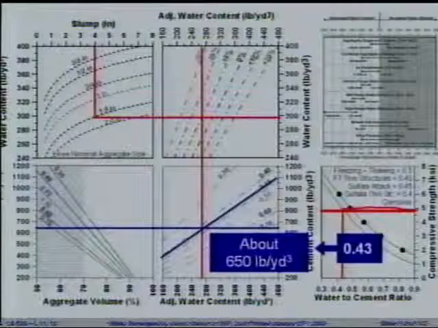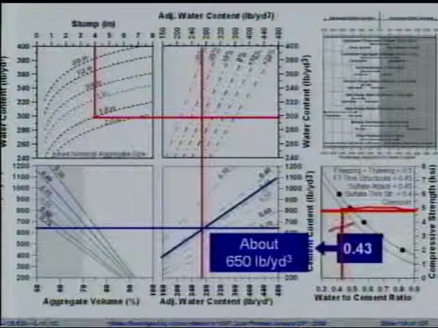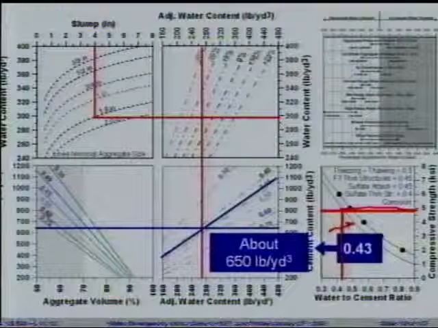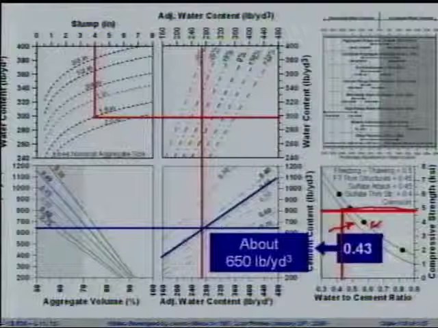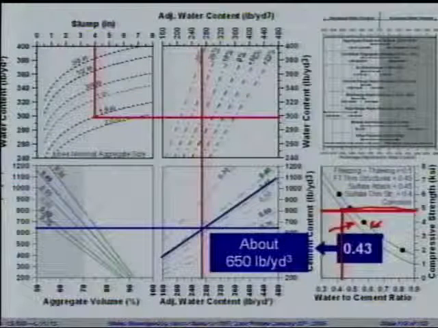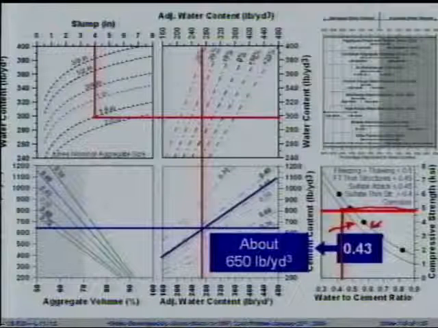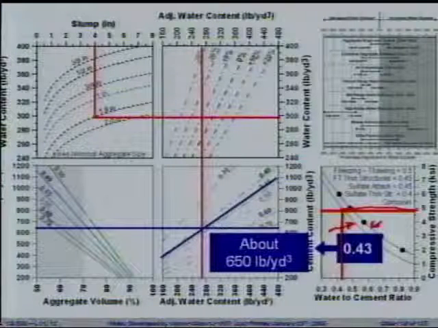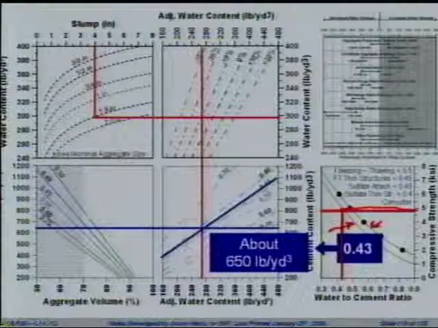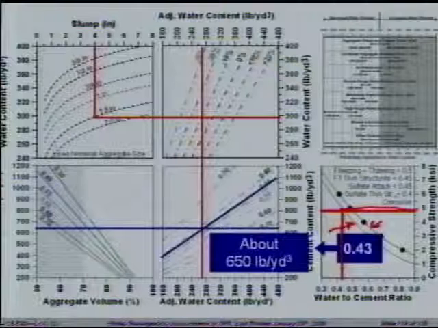I could draw a straight line across, and I could pull off the water to cement ratio. The lower line is our air-entrained concrete. The upper line is our non-air-entrained concrete. And then you'll see a series of reminders for freezing and thawing, freezing and thawing in thin structures, sulfate, sulfate in thin structures, and then corrosion. They'll remind you that there may be other water to cement ratios that you might want to consider based on the exposure condition.